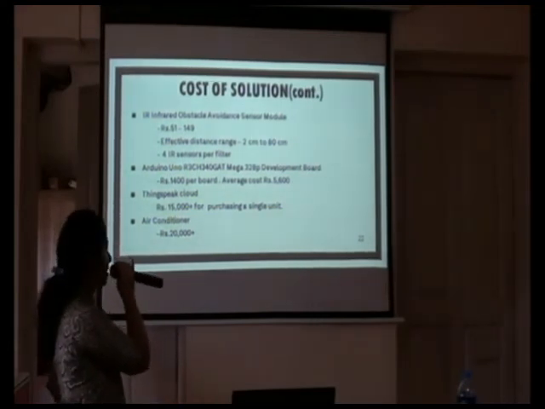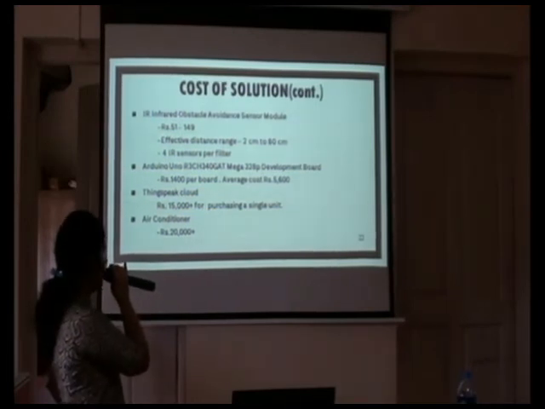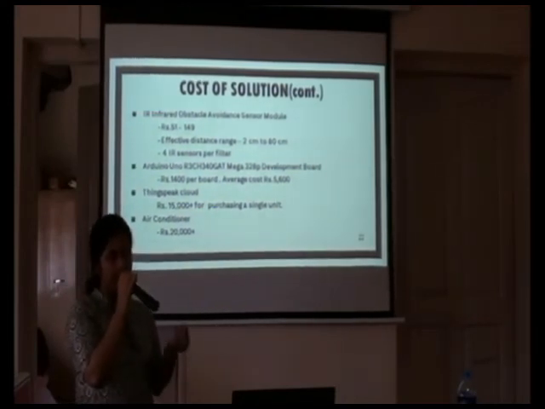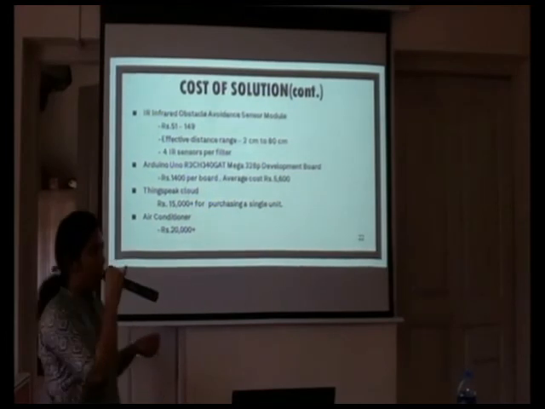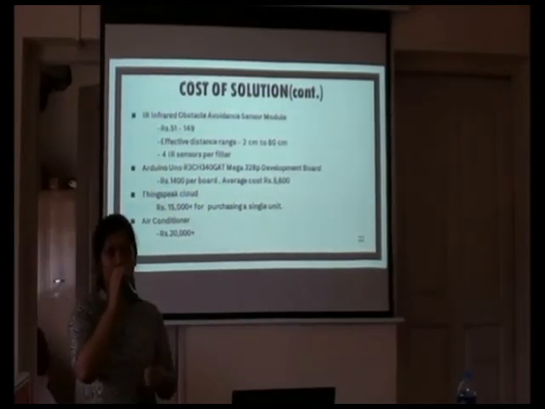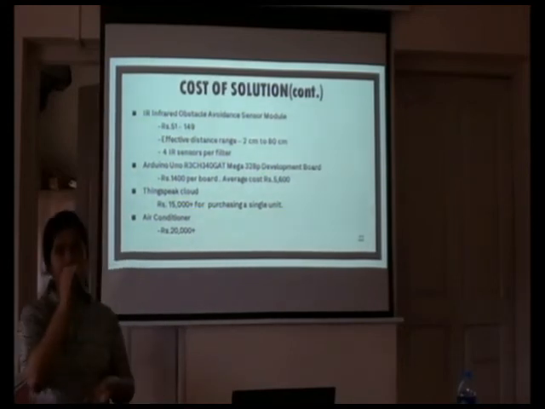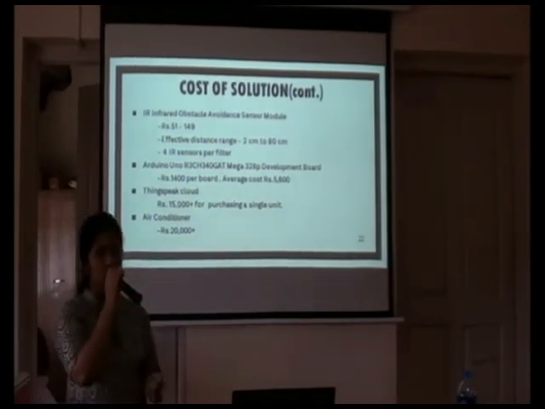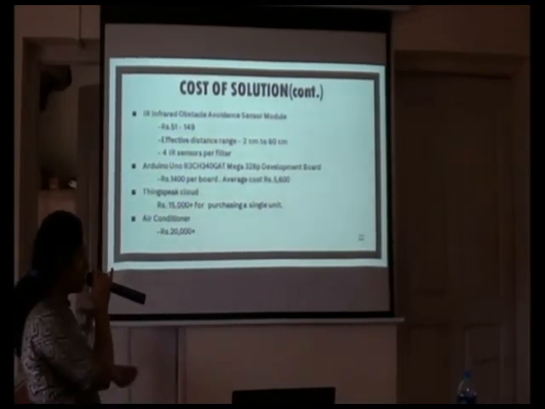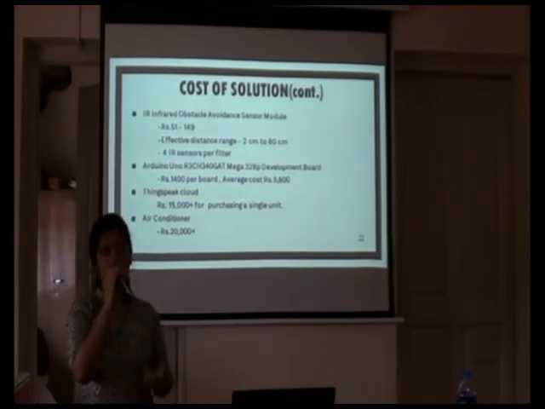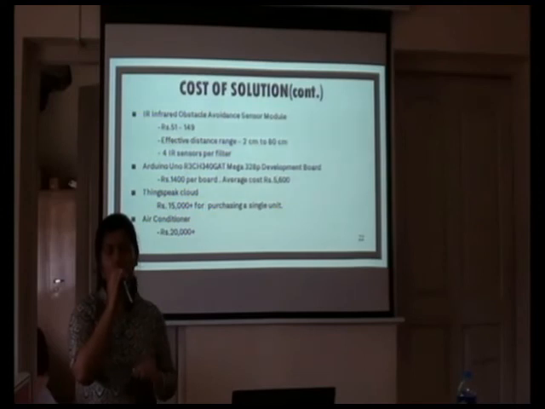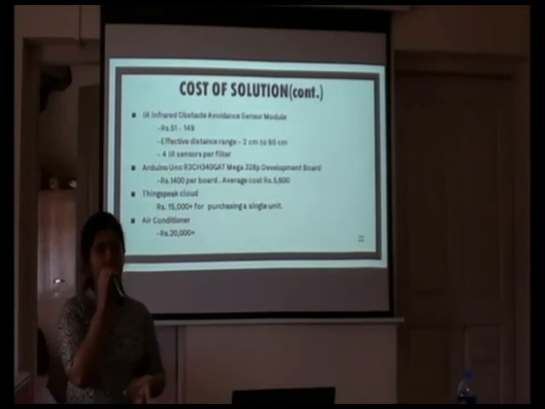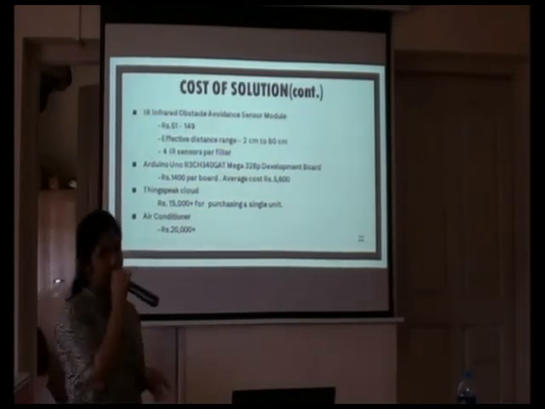The next is ThingSpeak Cloud. ThingSpeak Cloud is available for free for small projects and can send up to 8,300 messages per day. But when the product has to be commercialized, we need to purchase a license for ThingSpeak Cloud, and it can cost up to rupees 15,000. But since a single unit can store a large amount of data, the cost of the product can be reduced to a large extent. Then the cost of the physical system, that is the air conditioner, can start from rupees 20,000.